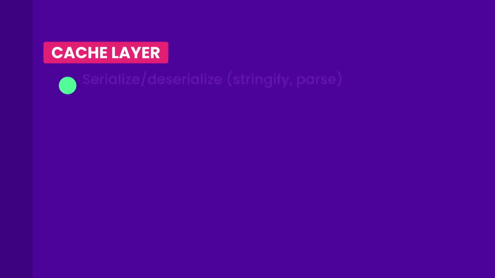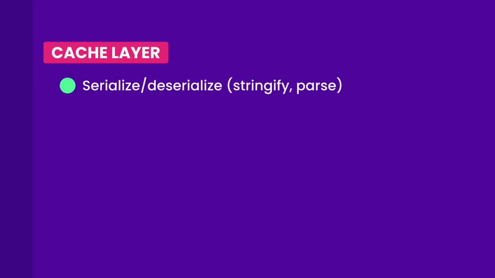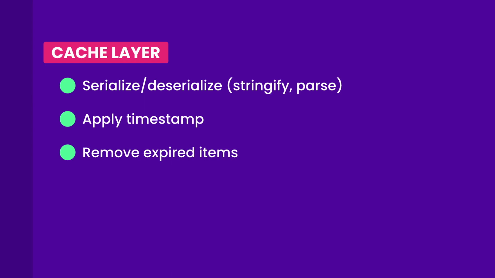So our cache layer is going to automatically serialize or deserialize objects, so we don't have to call JSON.stringify or JSON.parse every single time. Our cache layer is also going to apply a timestamp to each item and then figure out if the item is expired or not. And if expired, it can automatically clean up async storage to free up some space. That's why we need a layer or an abstraction on top of async storage.